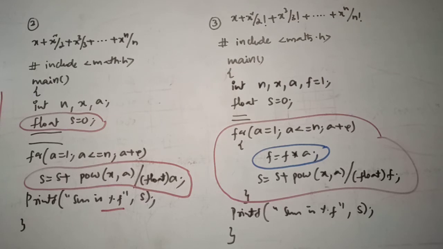Look at the logic part. S is equal to s plus POW of x comma a by a. When a is 1, by 1. When a is 2, by 2. When a is 3, by 3. So when a is 1, x by 1. When a is 2, x square by 2. When a is 3, x cube by 3 and so on. And what is important is typecasting. We need to put float in front of a.